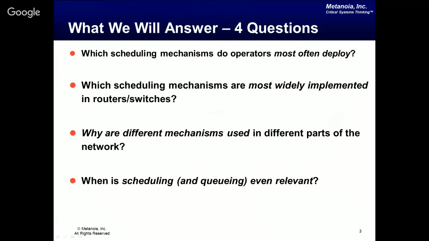So these are 2 distinct things. On the one hand, we're looking at, okay, what is it that the operators most frequently deploy? And on the other, we are trying to understand what is it that is typically found in switches and routers of the day. And a related question is, as you might imagine, there are a whole slew of mechanisms that are available, and one might wonder, why are different mechanisms used in different parts of the network? And more importantly, at the end, when is scheduling even relevant to the kinds of networks that we are building today?